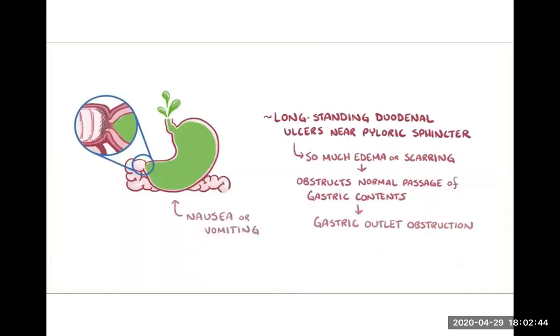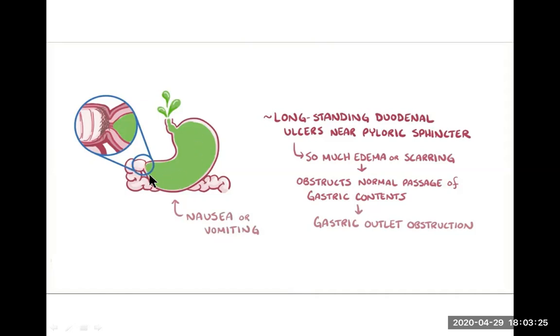The pain which arises here will be radiated towards the shoulder, which is called referred pain. Long-standing duodenal ulcers, which are there for a longer period of time near the pyloric sphincter, may later cause edema or scarring of the tissue. Then they start obstructing the normal passage of the gastric contents from the stomach to the duodenum and further parts. So gastric outlet obstruction occurs.